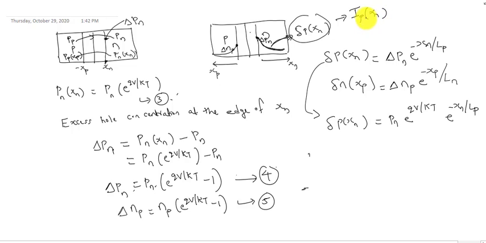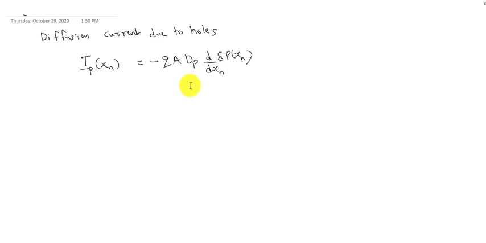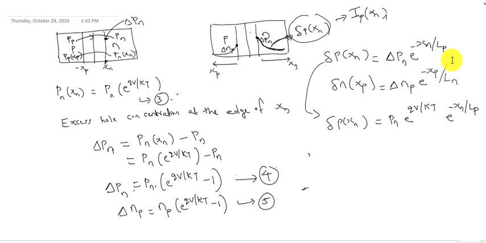So IP of Xn is equal to minus Q into A into dP into d by dxn of del P of Xn. On substituting the value of del P of Xn, we have to find the derivative of del P of Xn. So what is the value of del P of Xn? This is the equation for del P of Xn.